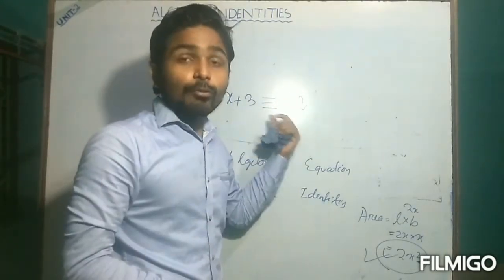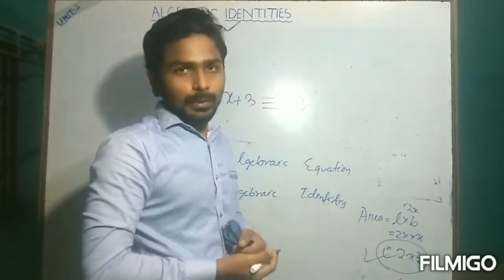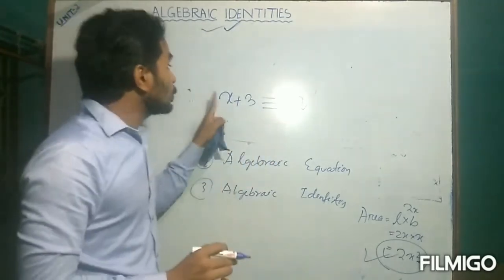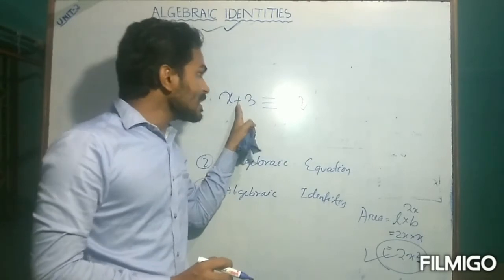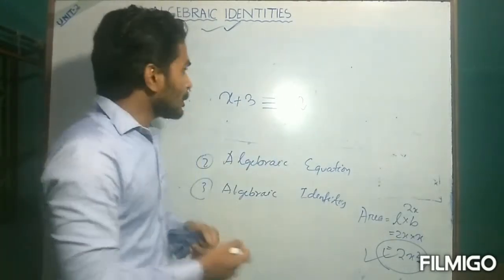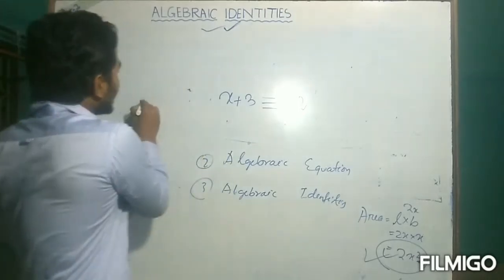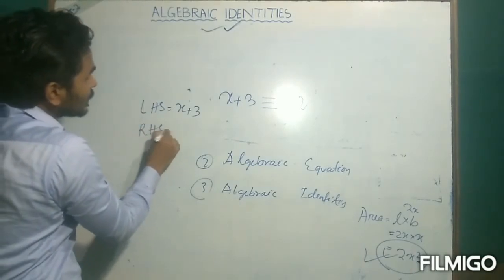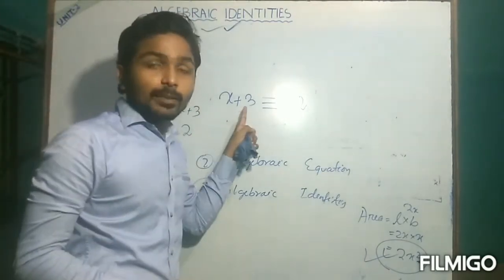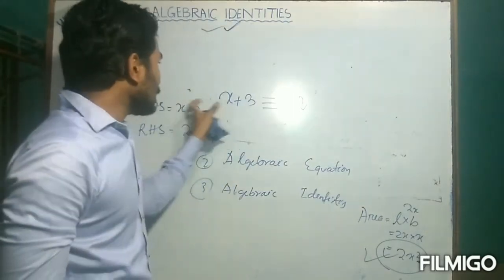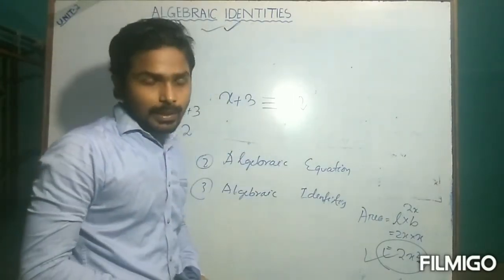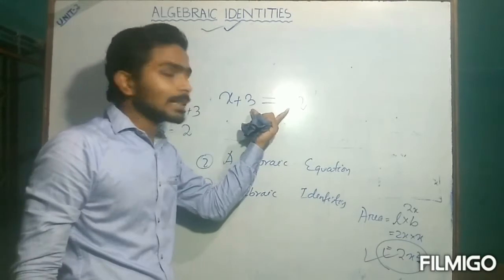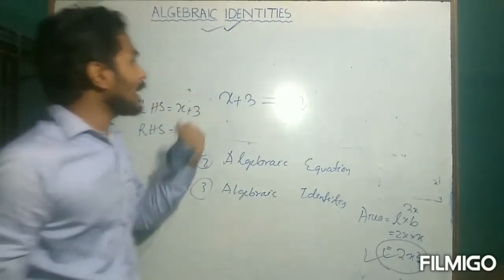It is true for a certain value of the variable. Here we can get the value of x, or you can say we need the value of x for which the LHS and the RHS will be equal. Suppose the LHS is x plus 3 and the RHS is 2. Now we need to find the value of x for which the left hand side is equal to the right hand side. If we do so, then yes, it is an equation because both sides are equal.